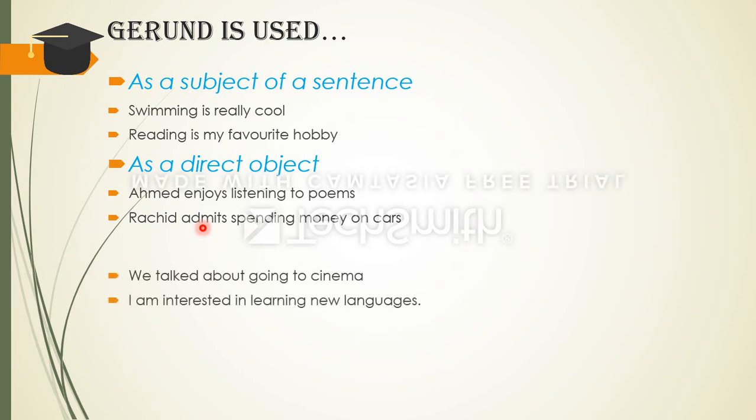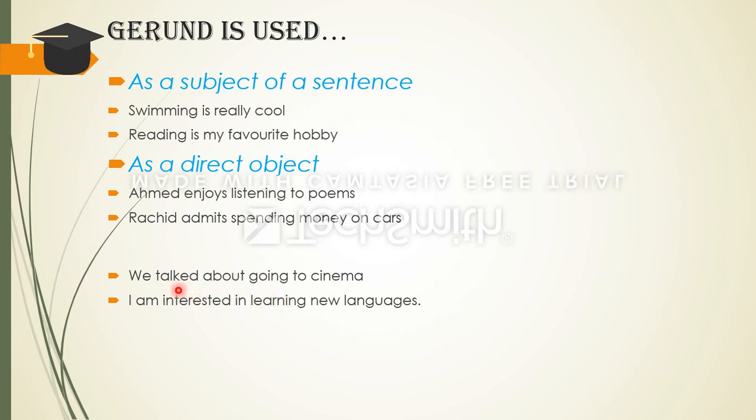Next, please. We talked about going to cinema. I am interested in learning new languages. As you can see here in these two sentences, we have "talked about" and "interested in". These two verbs are followed by a preposition, and when a verb is followed by a preposition, the verb that comes after is in the gerund. We talked about going. I am interested in learning.